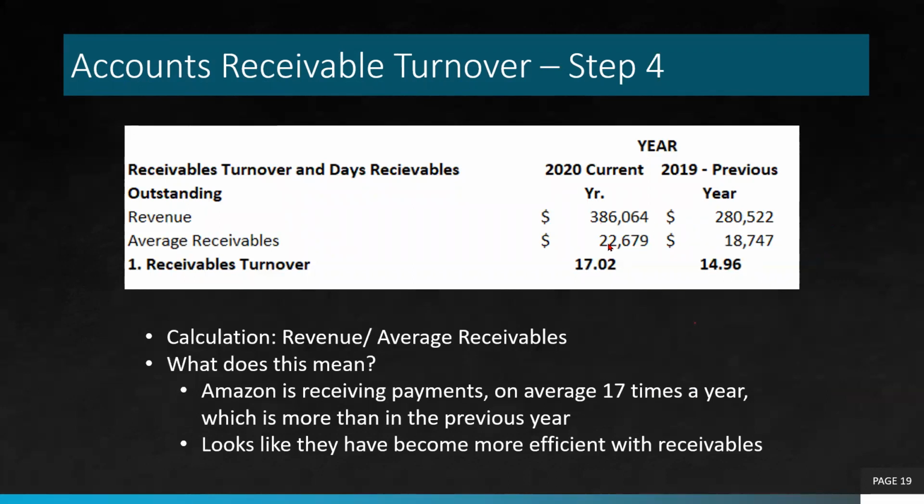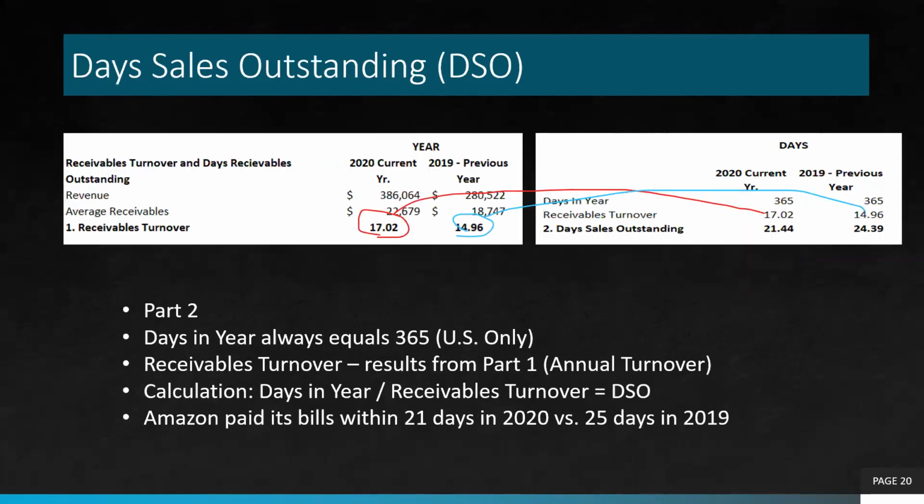I have my revenue divided by my average receivables, which comes up to 17 times a year for Amazon, and in 2019, it was 14.96. So what does this mean? This means that Amazon is receiving payments on average 17 times in a year, which is definitely more than in the previous year. And again, it looks like Amazon has done some things to improve receiving money that is owed to them by customers and vendors.